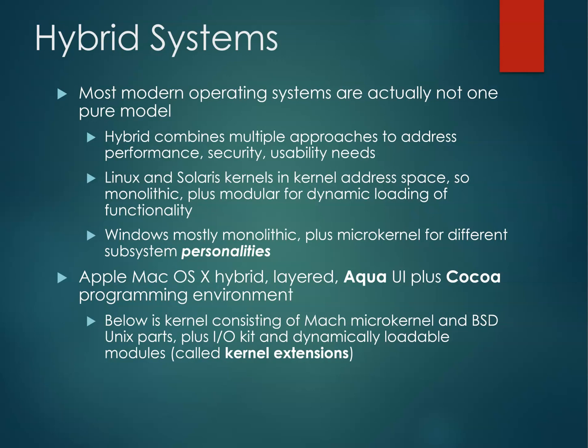Linux and Solaris kernels are in kernel address space, so they can be monolithic, plus modular for dynamic loading of various functionality. Windows is mostly monolithic, plus microkernel for different subsystem personalities or views. Apple and the Mac OS is hybrid. It has a UI plus the Cocoa programming environment, which has been supplanted these days by the more modern Swift environment.